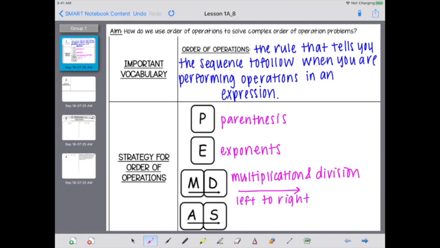And this also works when you're adding and subtracting. The last operations that you perform, and you want to also make sure that you're going from left to right in the expression.